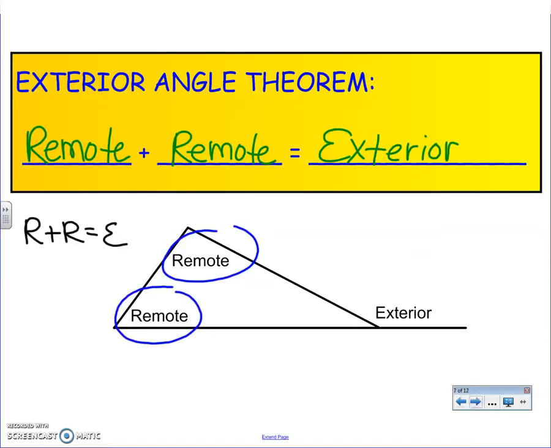So we have what we call the exterior angle theorem. The remote interior plus the other remote interior equals the exterior. All right, so it all comes from R plus R equals E. Remember, the exterior angle is outside, while the remote interiors are inside, farthest away.